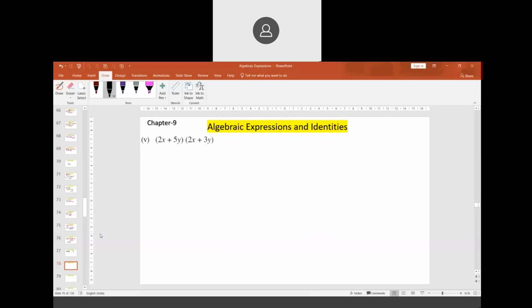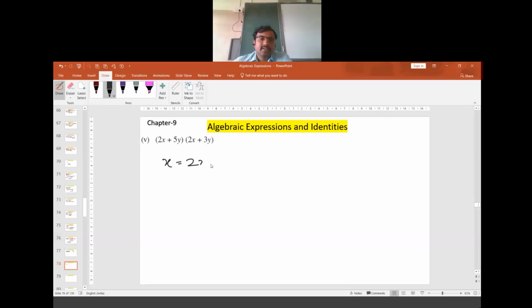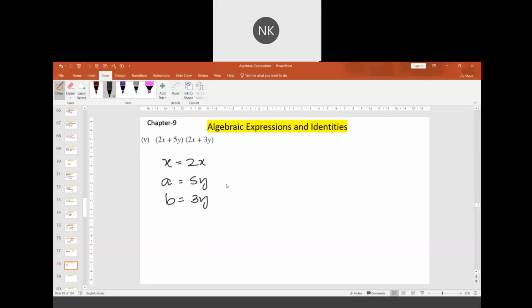Question number 5. What is x here? x is 2x. Very good. What is a? 5y. And b? 3y.